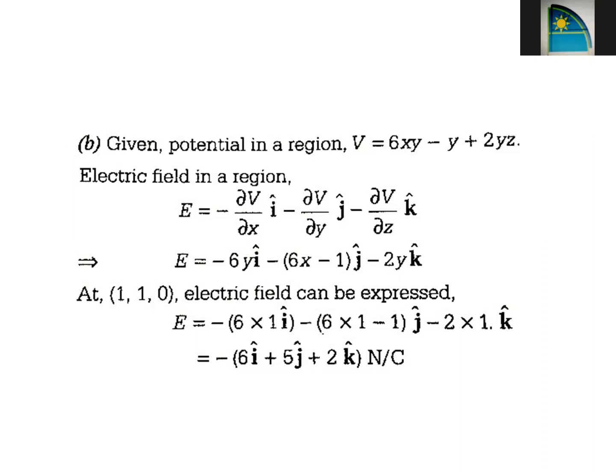We got the answer 6 I cap plus 5 J cap plus 2 K cap. If you want to find the magnitude of E, you have to do 6 square plus 5 square plus 2 square whole under root. That is how you can find the magnitude of electric field using the components of electric field.